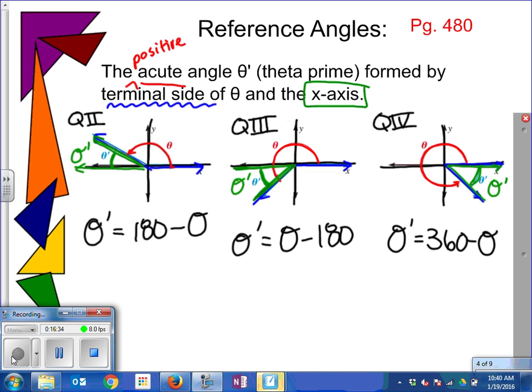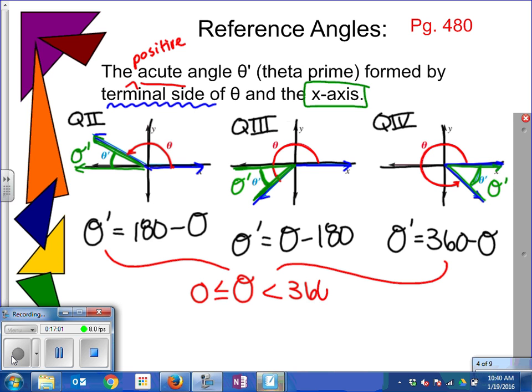Now, there's one caveat to the rules that we wrote. The rules only work if your theta is within one revolution, between 0 and 360. So we should make a note of that in our notes and say this works for thetas that are greater than or equal to 0, but less than 360 degrees.